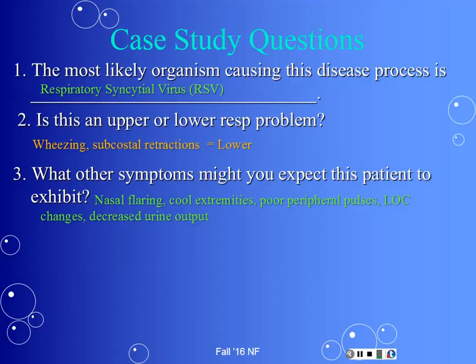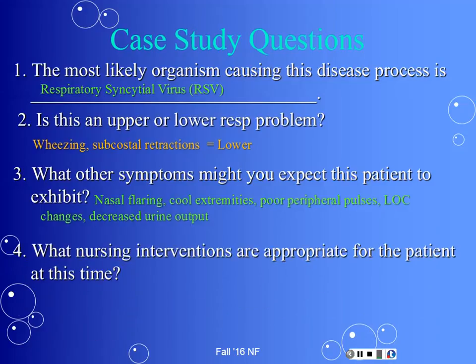Cool extremities. If we're worried about perfusion, as we were talking about, you're going to see those poor peripheral pulses as well, and the quality, if they haven't eaten in 12 hours. Remember, it's a 3-month-old. They should be eating every 3 to 4 hours. They may have LOC changes and decreased urine output.